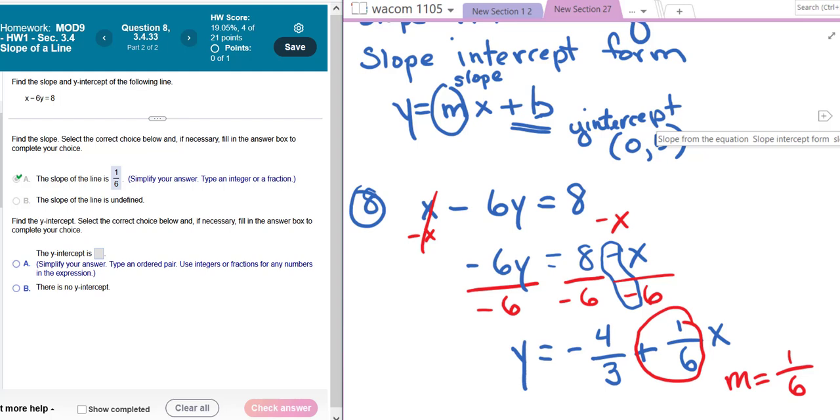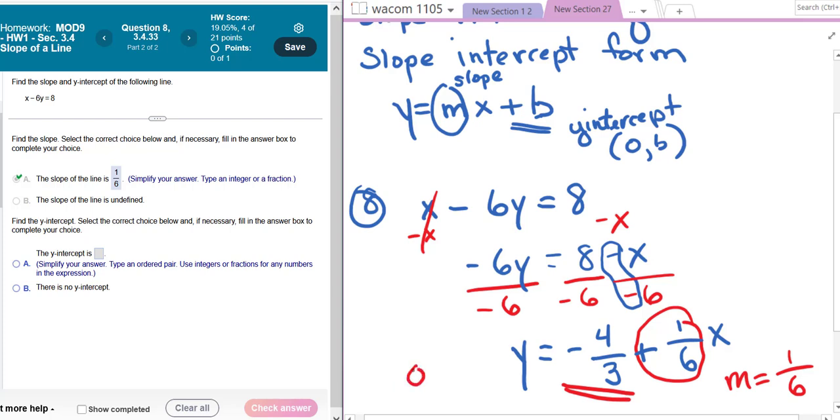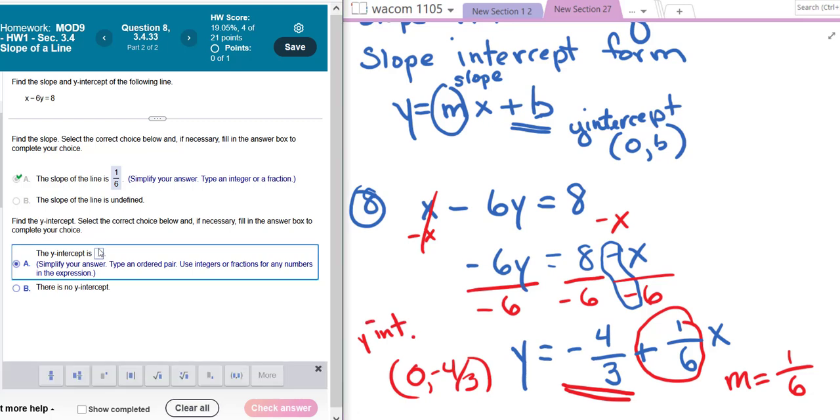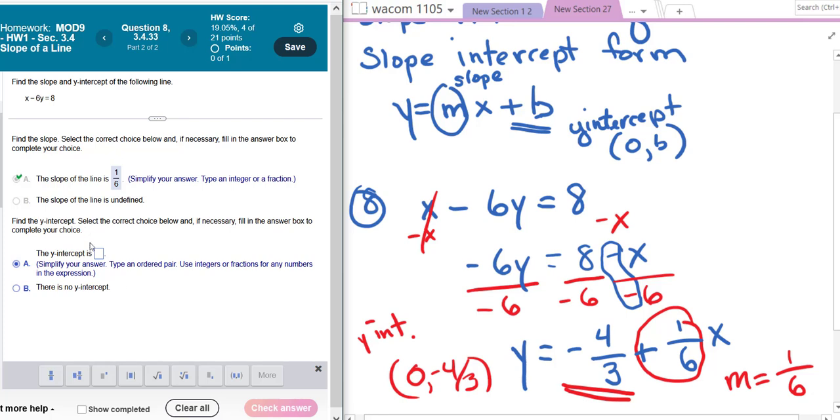And another part. So now they want the y-intercept. Well, the y-intercept from this form is going to be this point, and it is 0, b, so it is 0, negative 4/3. And it tells us to type it as an ordered pair. Sometimes they just want you to give the negative 4/3, but this one is saying type it as an ordered pair. You can choose it from the template if you want.